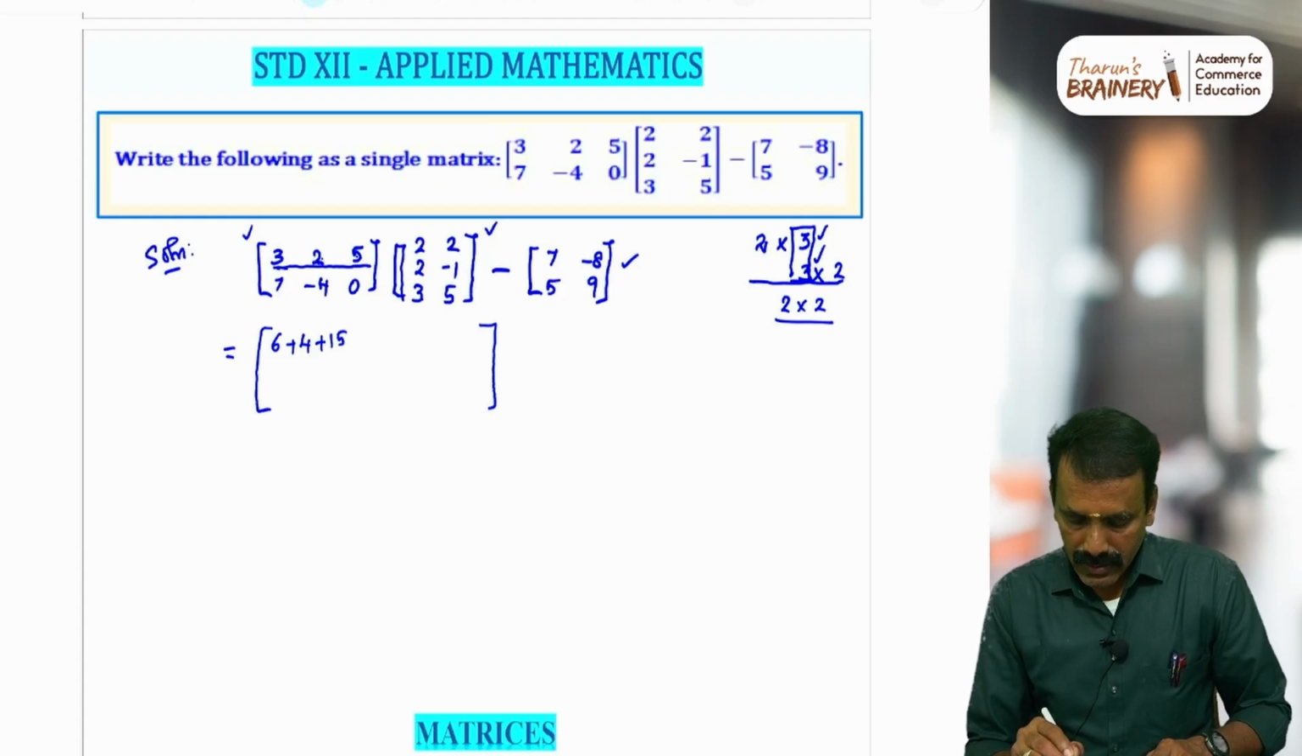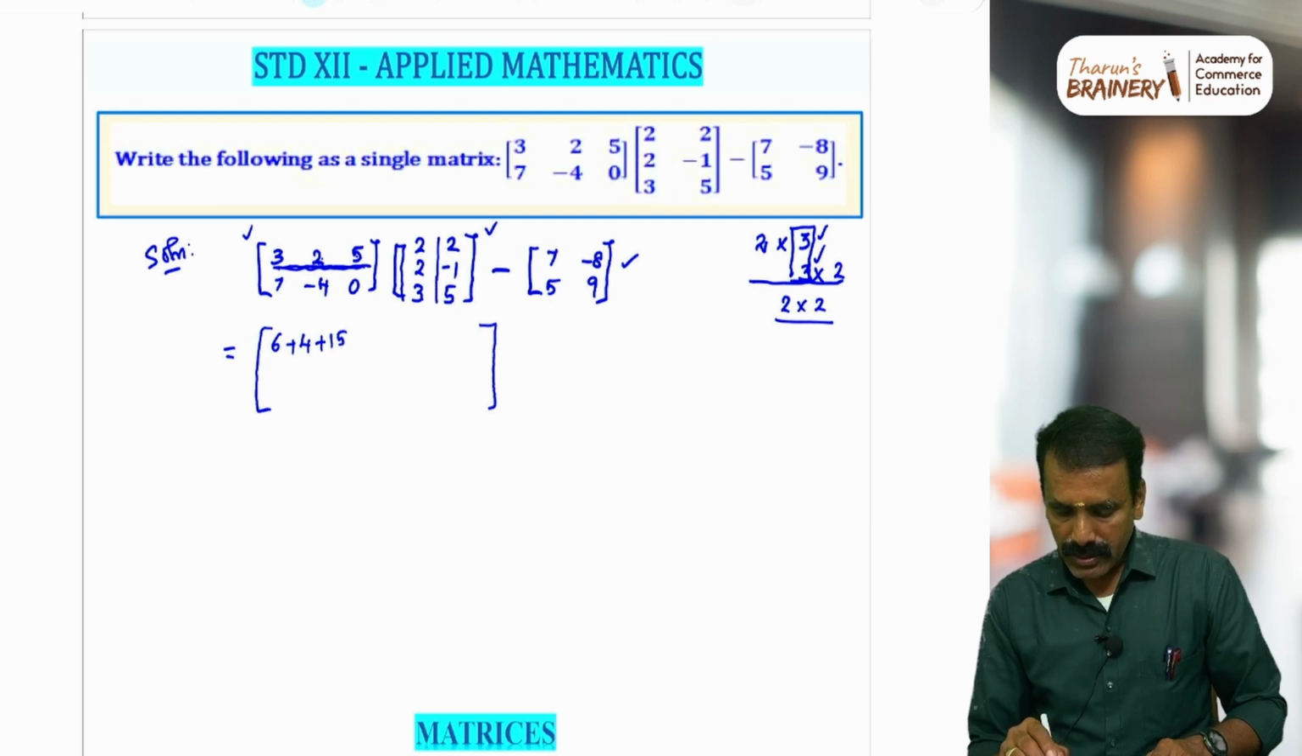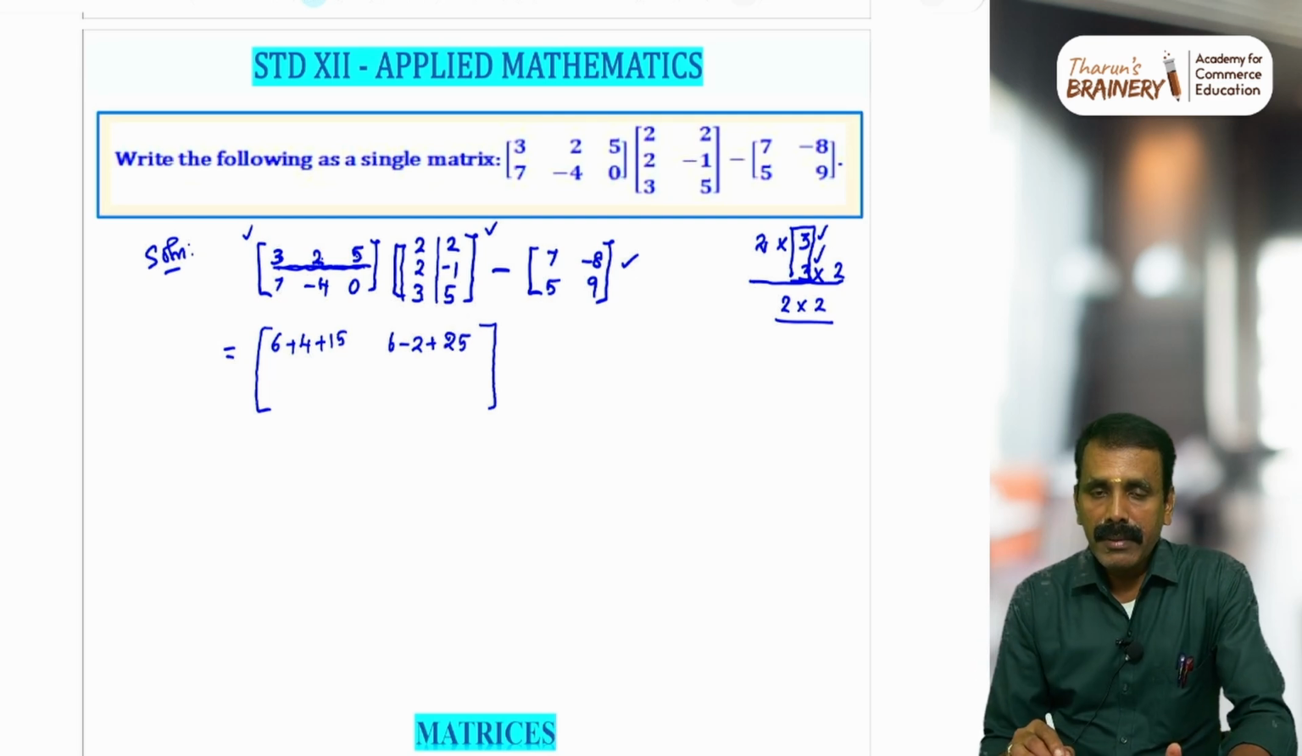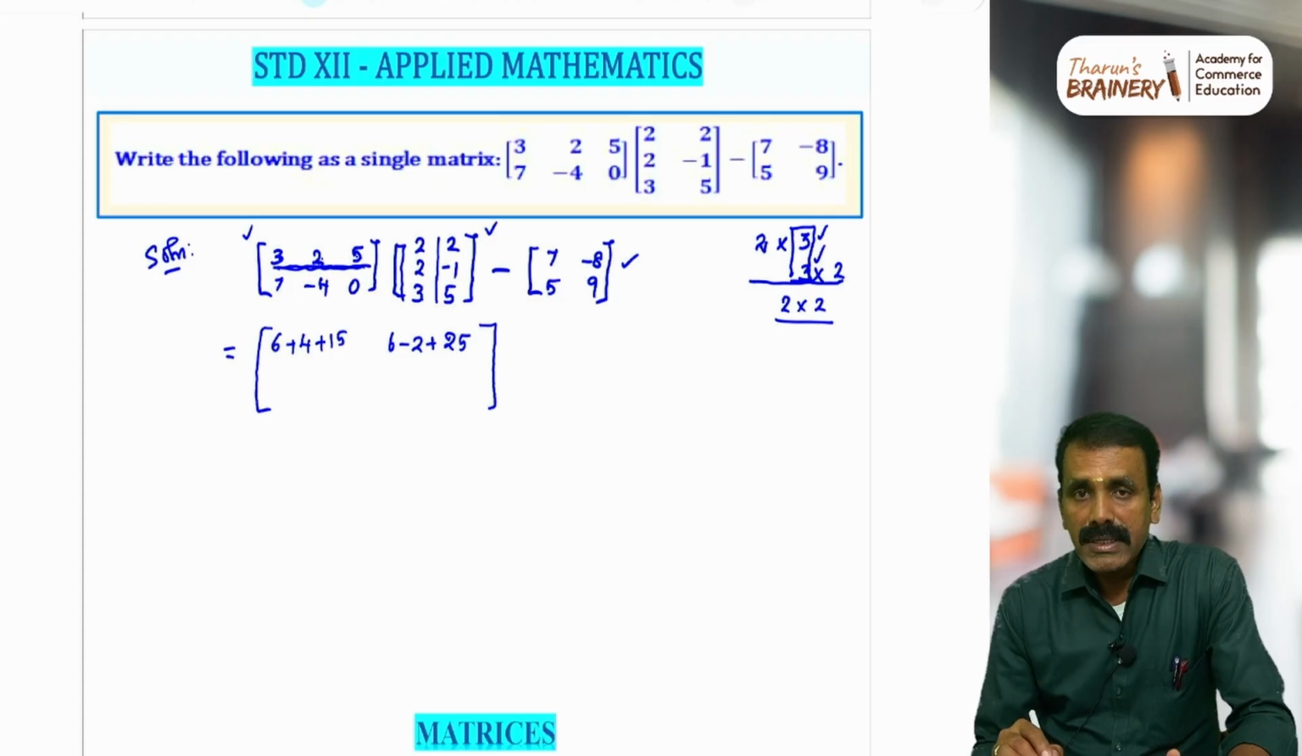Next we move on to first row, second column. So we move on to the next element. 3 into 2, 6. 2 into minus 1 is going to be minus 2. So this is 6 minus 2. Next plus 5 into 5. Third element multiplied with third element. 5 5s are 25. So I completed multiplying first row with all the columns in the second matrix.